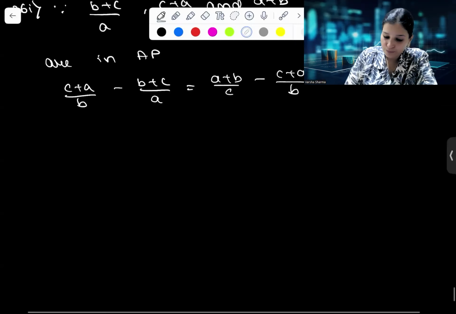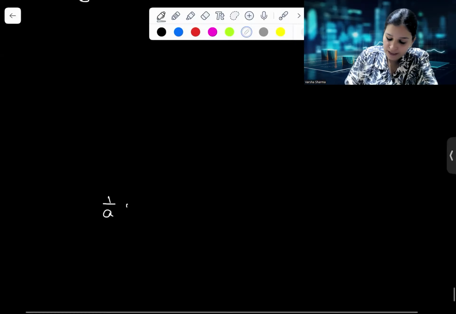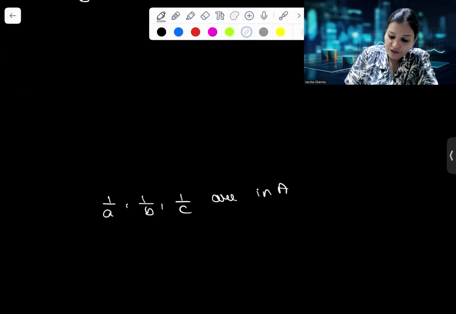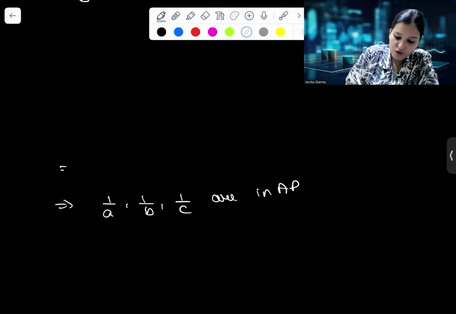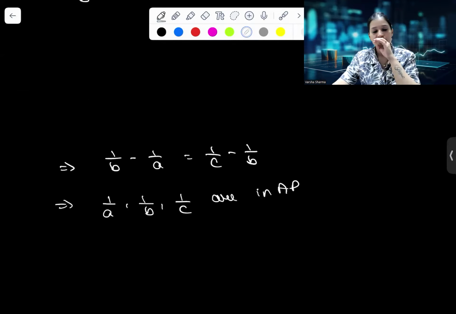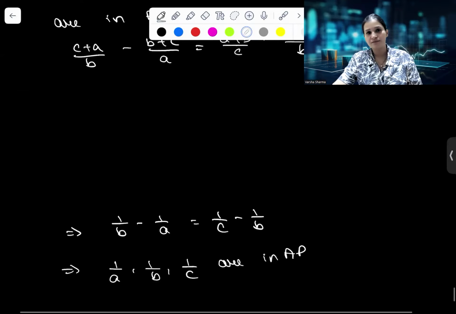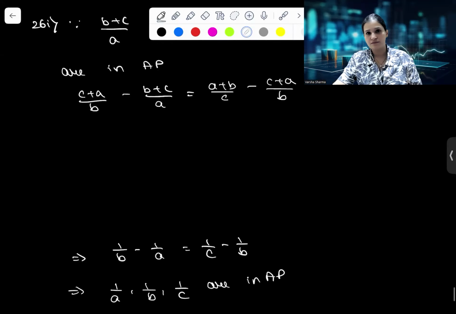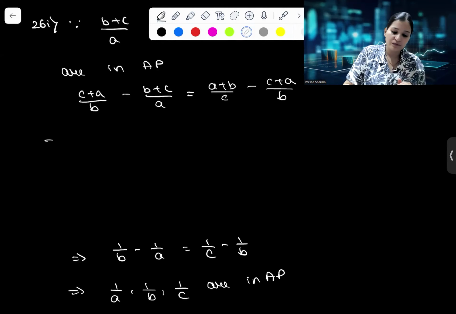Now, what we want to prove is 1 by a, 1 by b, 1 by c are in AP. So if I want this conclusion, then before this I should have that their difference is same. This is where I should land up. Do you all agree? Yes, ma'am. So let's try to fill in the gaps in between. What should we do?